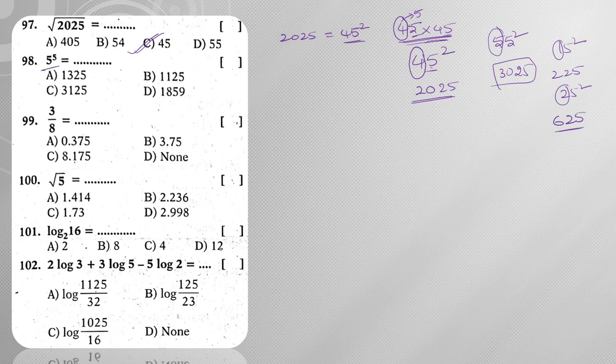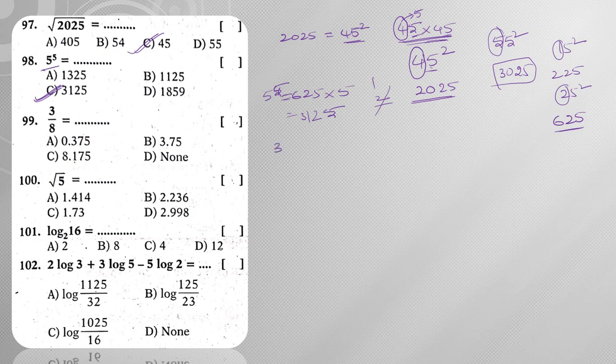Next, 5 power 5. So already we know 5 power 4 is equal to 625. When you multiply with 5, you are going to get 5 power 5. So 5 power 5 is equal to 625 into 5. 5 5s are 25. So 2 is carried, 5 2s are 10, plus 2 is 12. So 1 is carried. Next, 5 6s are 30, 31. So 3125 will be my answer.